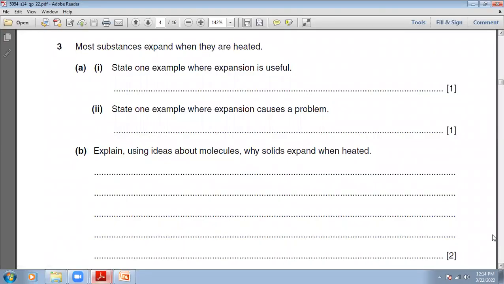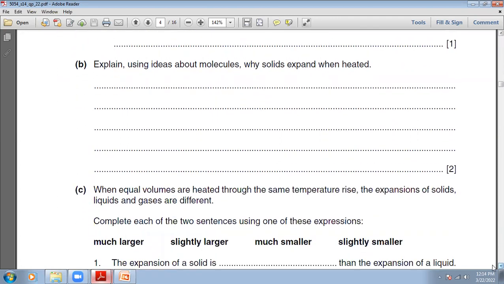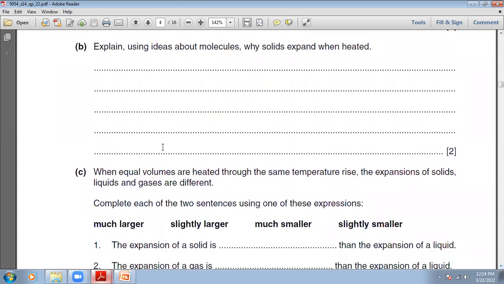Then he says, question number 3, its B part is coming up on your screen. He says, explain using ideas about molecules why solids expand when heated. You see, when you heat the solid, its molecules will absorb the thermal energy and they will start vibrating vigorously.